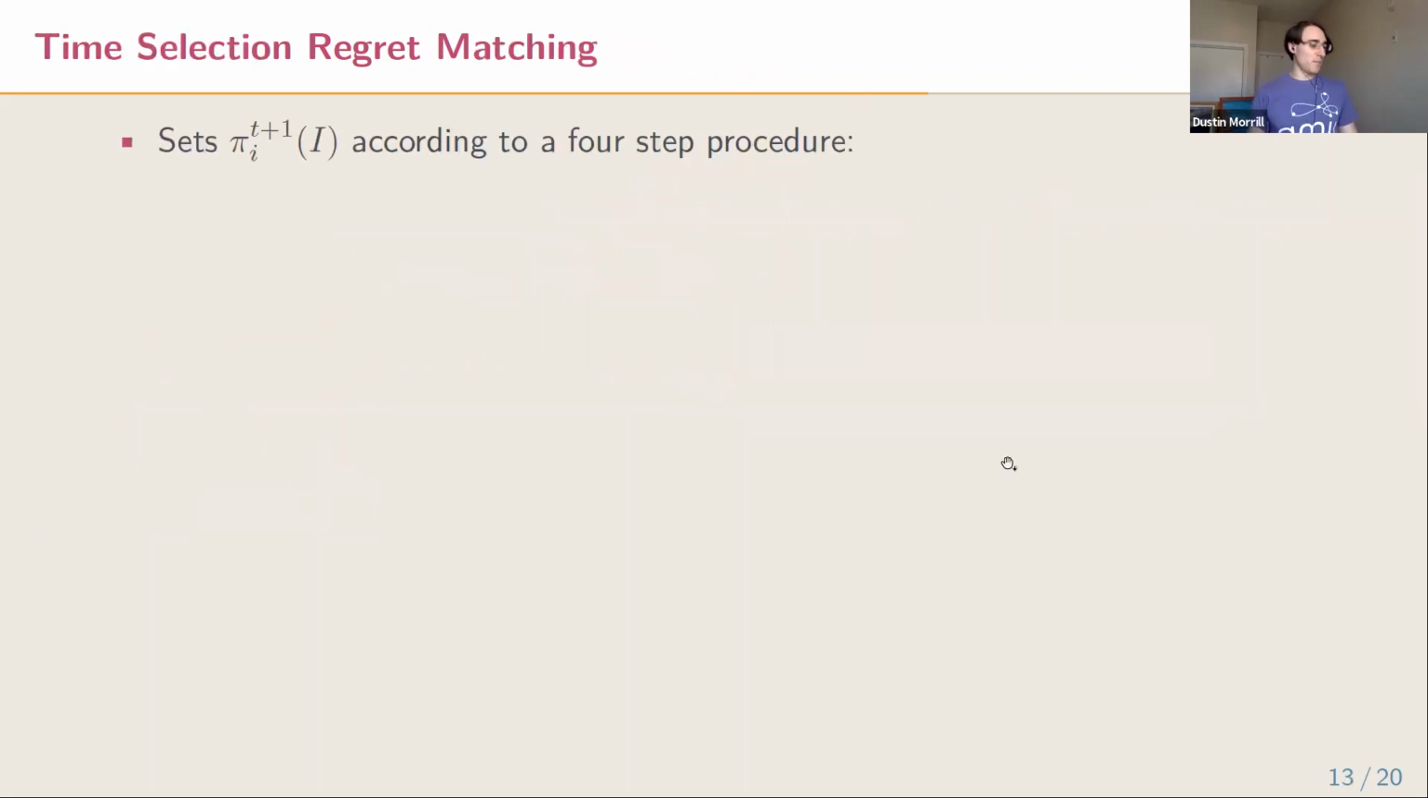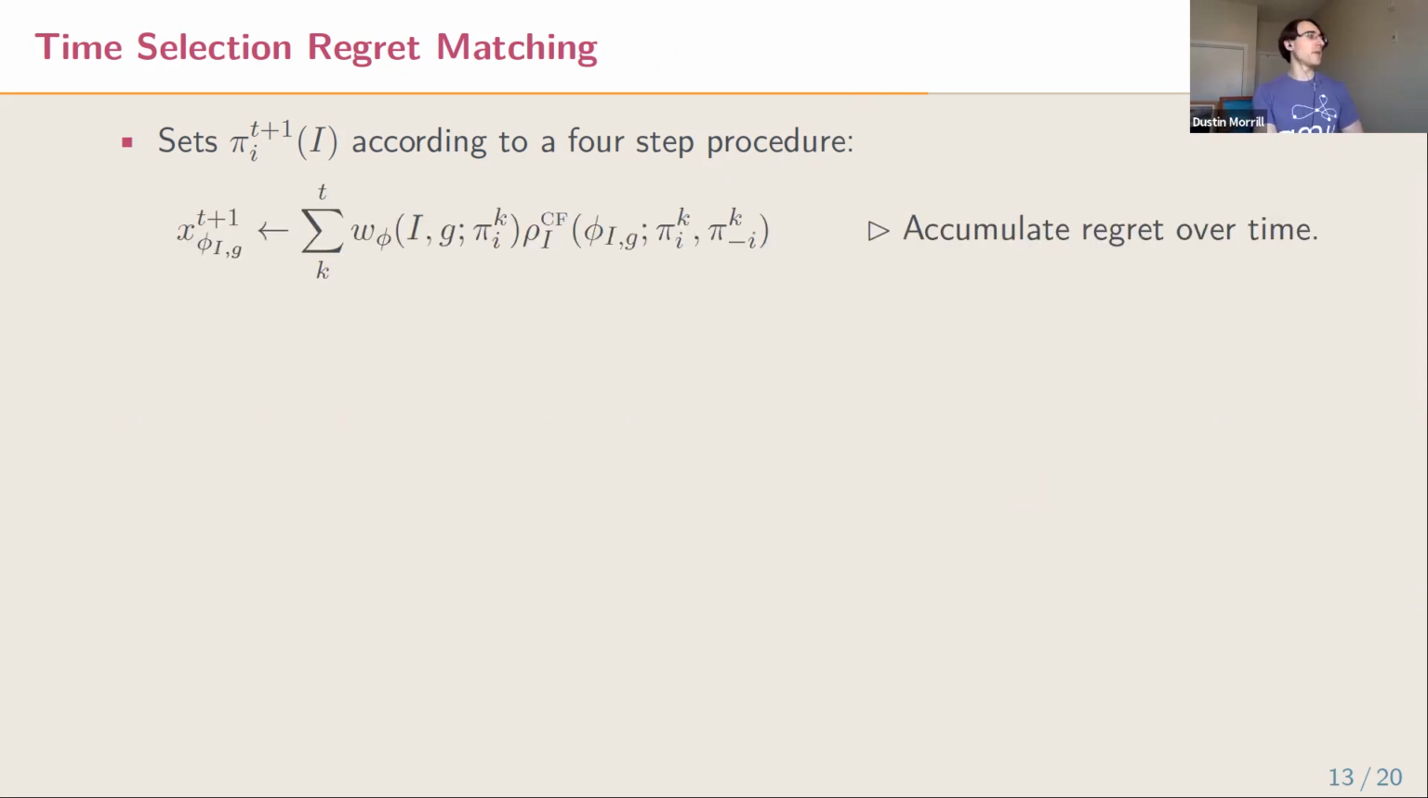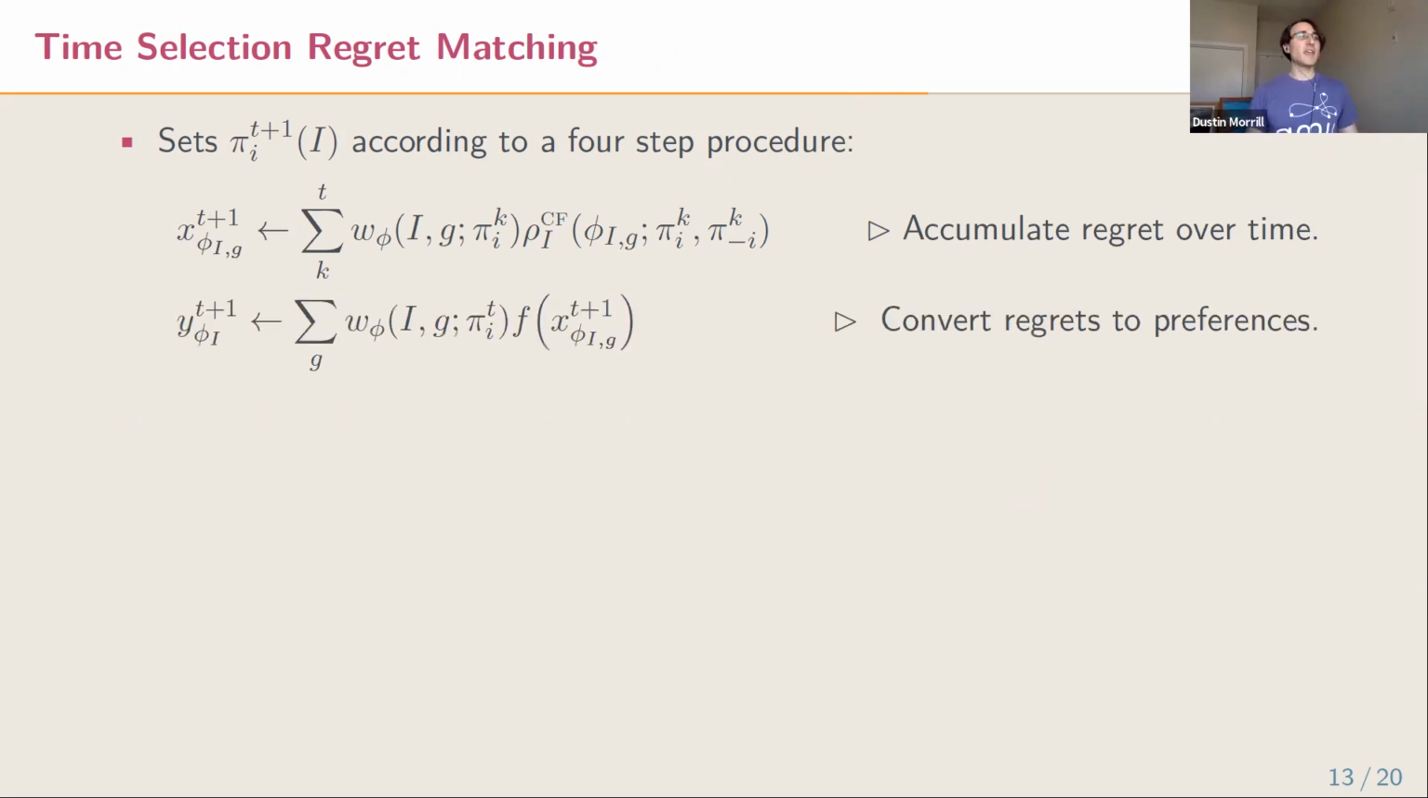So we set the immediate strategy at information set I on the next round according to a 4-step procedure. So first, we accumulate all these weighted regrets over time. These are just the regrets that we saw before, but just summed over time. We take those cumulative regrets and we transform them into preferences according to some function f that I'll give examples for in a minute. Weighted, and so this is summed across all the memory states in the information set. So kind of giving an aggregate preference for one particular transformation.